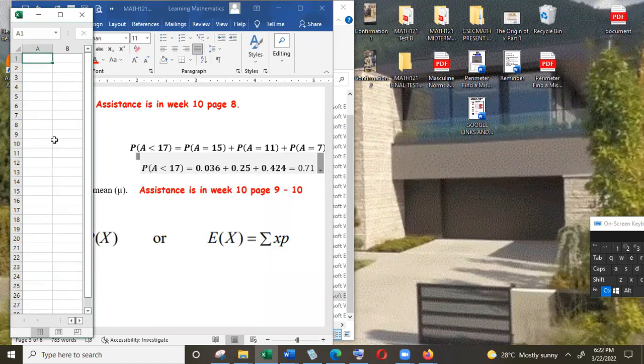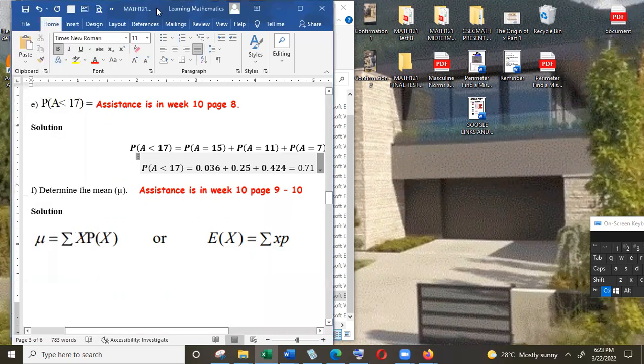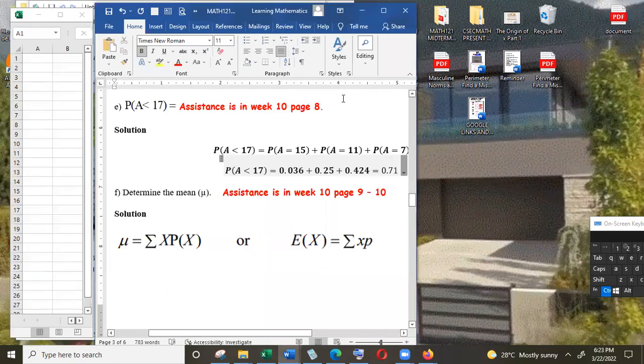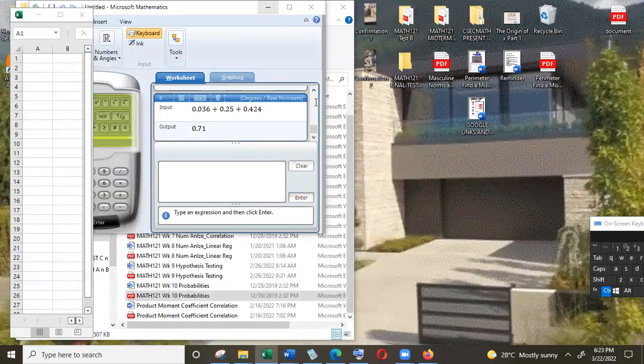So we have to calculate the mean. Here is the formula. And also this formula is in the list of formulas.